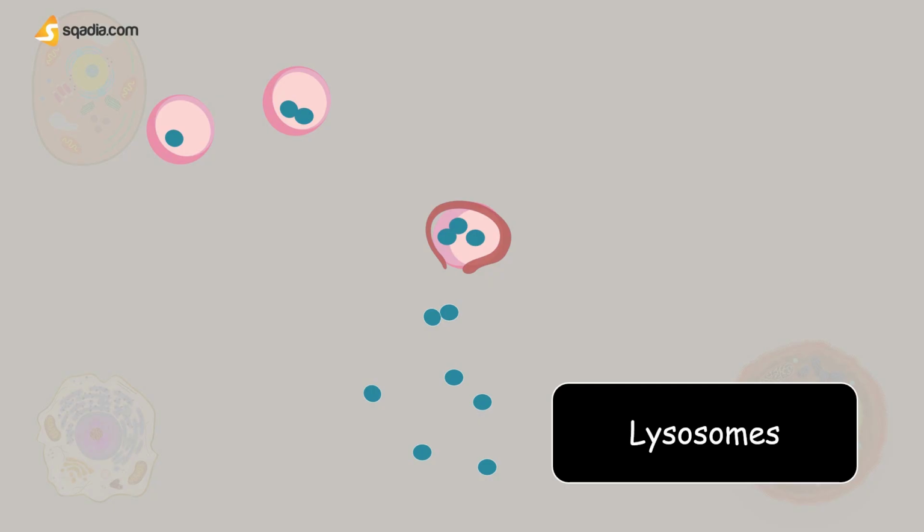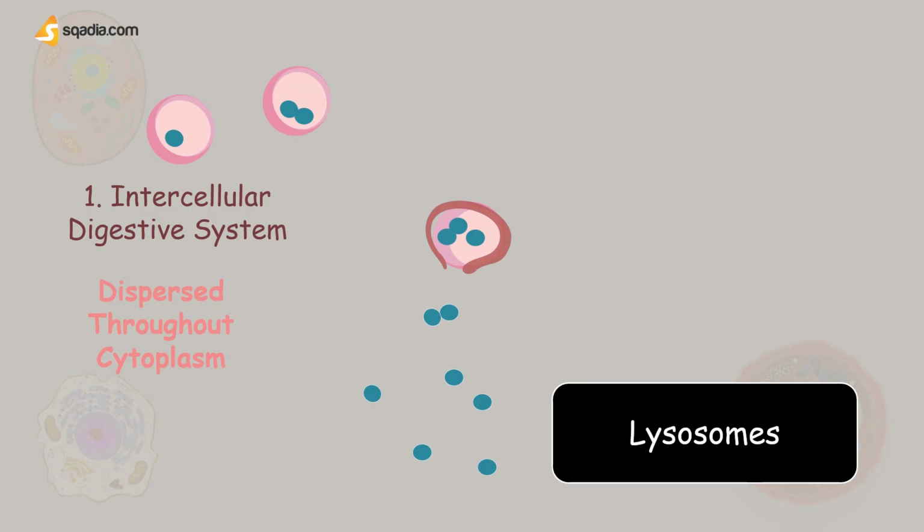Let's talk about lysosomes. Lysosomes are vesicular organelles that form by breaking off from the Golgi apparatus. They then disperse throughout the cytoplasm. The lysosomes provide an intracellular digestive system that allows the cell to digest the following: damaged cellular structures, food particles that have been ingested by the cell, and unwanted matter such as bacteria.